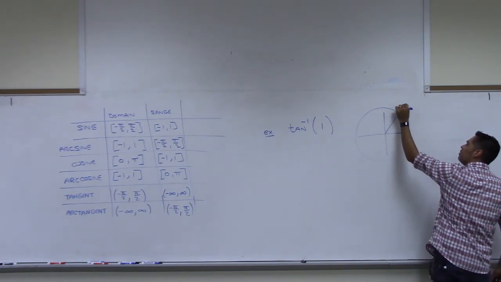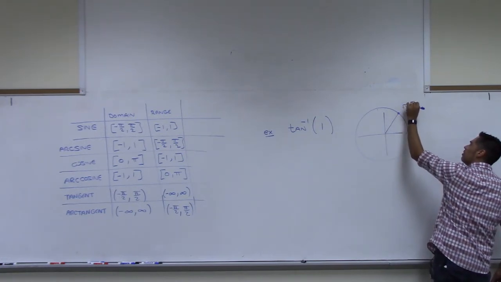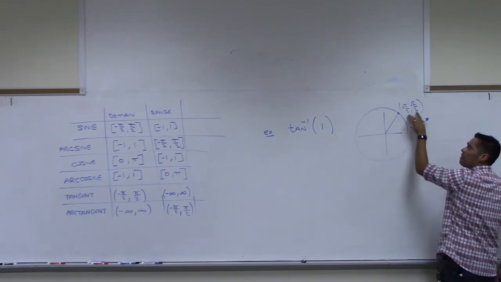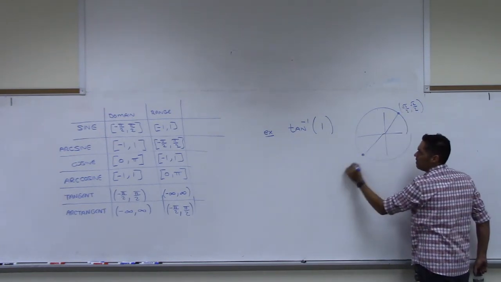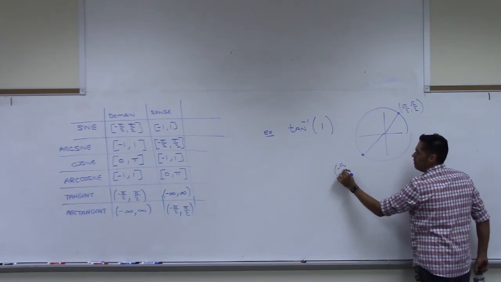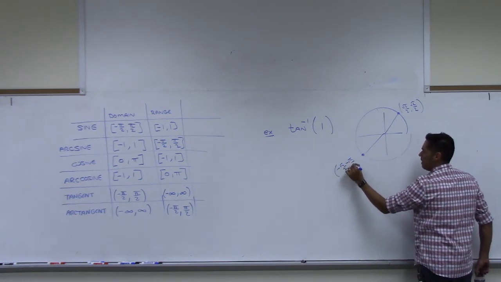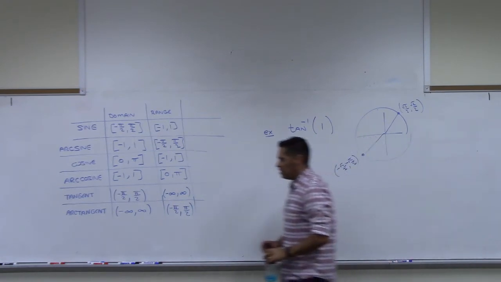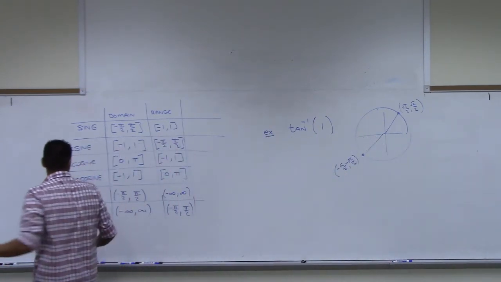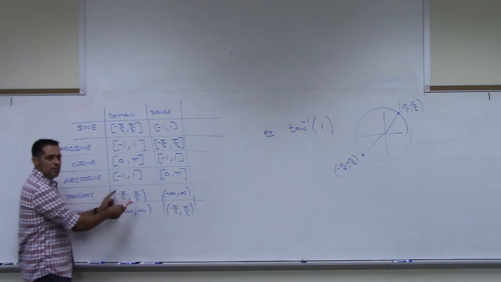This was root 2 over 2, root 2 over 2. So the ratio of those two is 1, y divided by x. But it also happened down here, didn't it? But I can't be there. Why can't I be there? The restriction for arctangent is that I've got to be between negative pi over 2 and pi over 2.